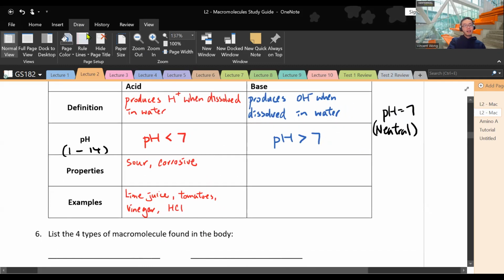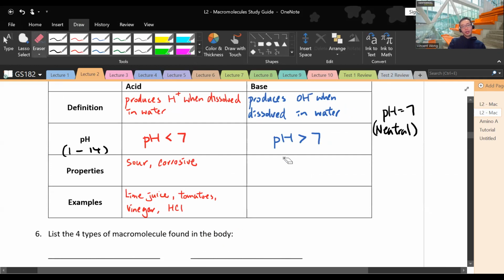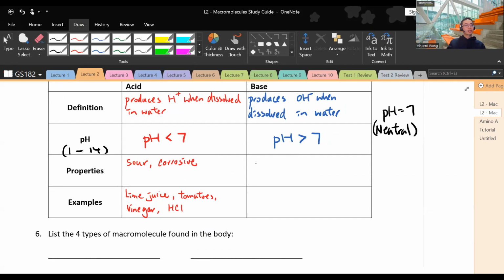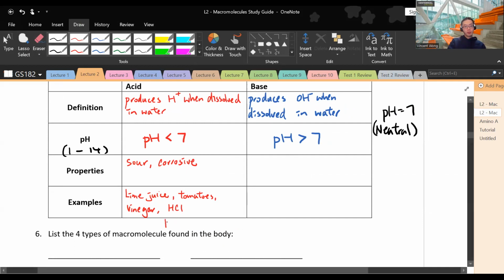Okay, basic stuff. Things that are on the other end of the scale. Any example of base, please? Anyone? Is the acid in our body HCl? Yes, actually, it's in your stomach. It's stomach acid, so it helps us digest our food. I can spell it out for you. Hydrochloric acid.